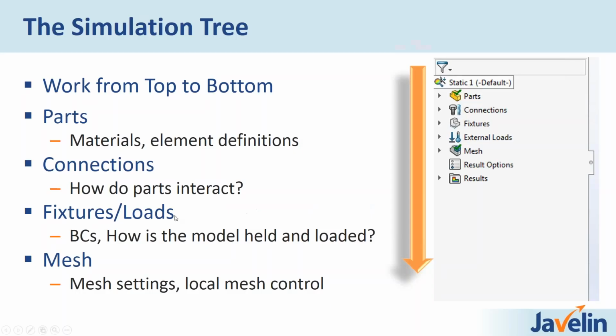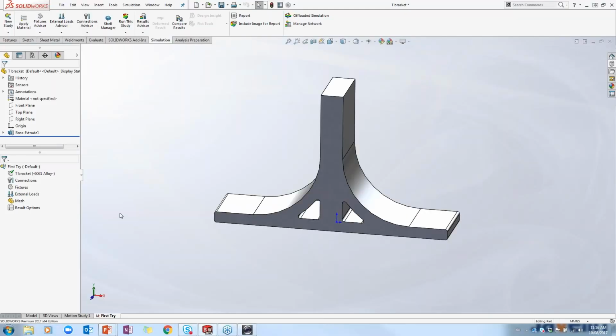Now, connections. Well, connections are how parts interact. And because we have one part, we can skip right over the connections folder. Now, we'll go down to fixtures. Fixtures and loads, again, those are my boundary conditions. I'm going to tell SOLIDWORKS how we're holding this part down in my fixtures. So when I right-click, I'll see my options. And the simplest one is a fixed geometry restraint. Looks like an anchor because it holds the part down. It holds whatever faces or edges I pick, just solid.